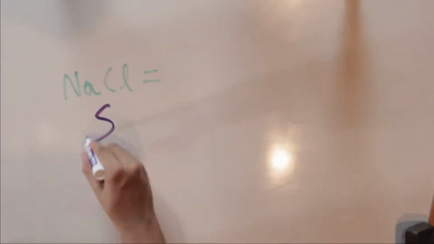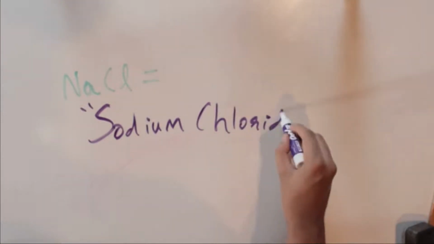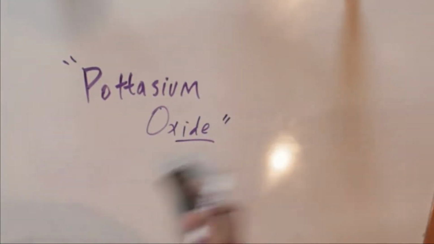So let's go ahead and do an example with a chemical we all know well, salt. The chemical formula for salt is NaCl, which we would pronounce as sodium chloride. Now here's an example that you can try for yourself, so pause the video if you need to take your time. The correct answer is potassium oxide.